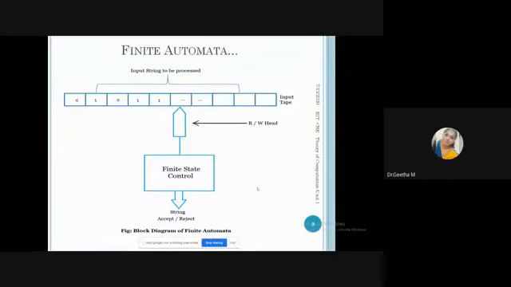Then come to the finite state control. It is actually a finite automata here. The rules will be given here only. According to the rules, it can take a decision whether the string belongs to the language or not. So the output of the finite control will be either string accept or reject. So this is a model of finite automata.